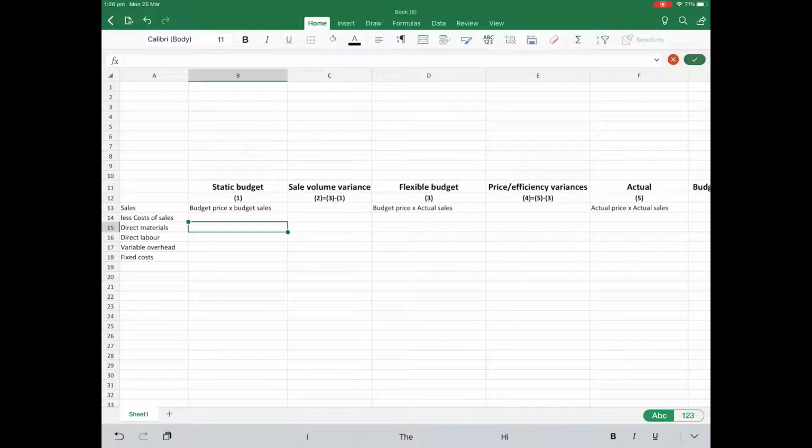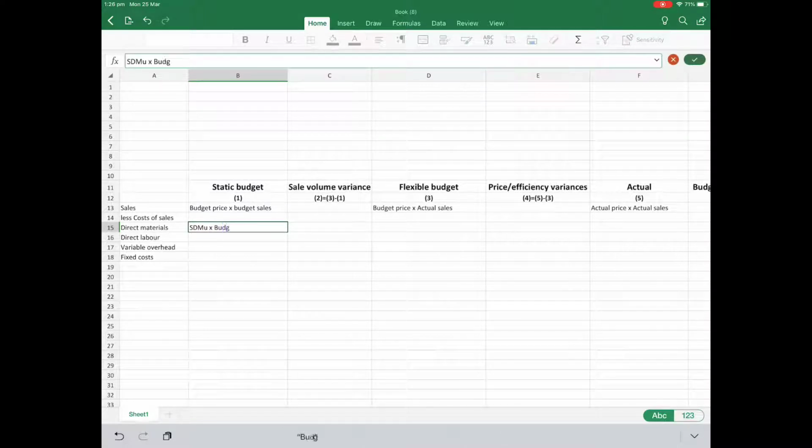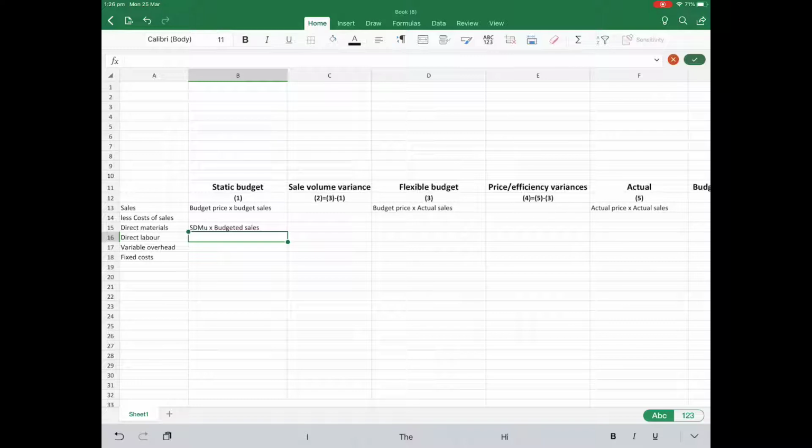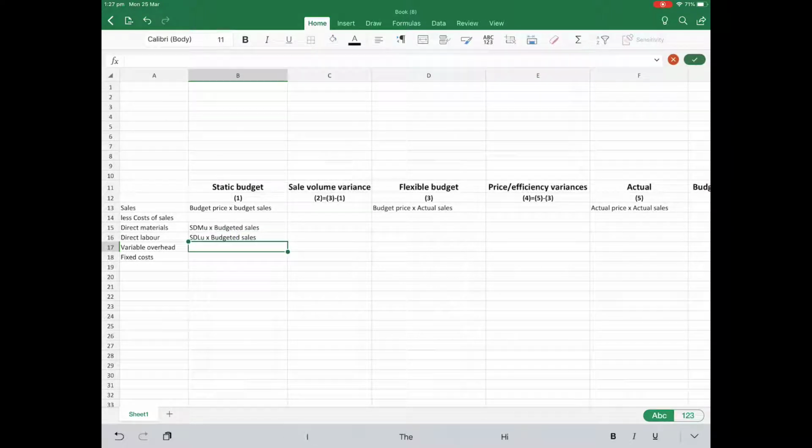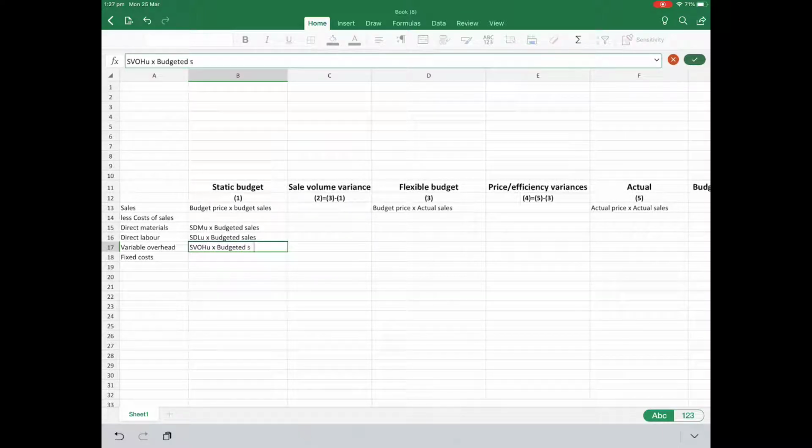Now for the direct materials, remember that when we develop the standard cost, we use this standard cost to prepare the static budget. So we have the standard direct material cost per unit, and for short, I will put it like this, times the budgeted sale. And then we have the standard direct labor cost per unit, times the budgeted sale. And then we have the standard variable overhead per unit, times the budgeted sale. Remember that in terms of abbreviation, everyone uses different ones, but I use this, so I think it makes sense to you.